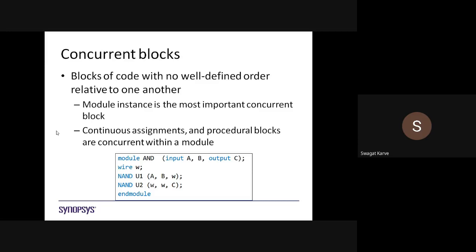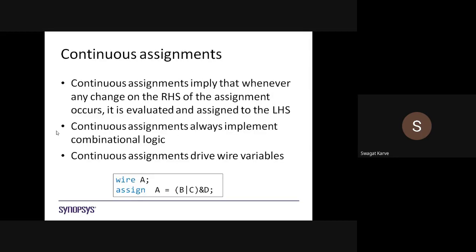So module and is the module name. In that module, input is A and B, output is C. After declaring the module, now we have different continuous assignments and procedural blocks within that module. Okay, so this is about the concurrent block statements. Now we will discuss this continuous assignment statements.